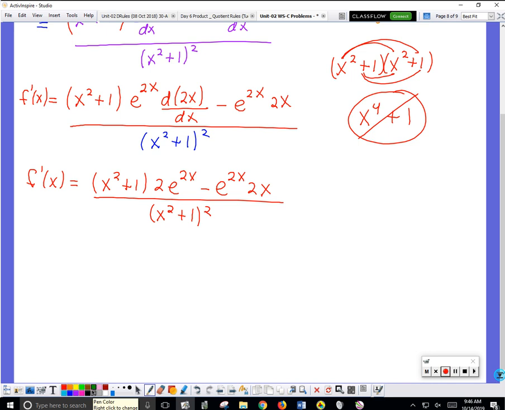Okay, on the written section of the AP test, you would stop here, and you'll receive full credit. But on the multiple choice, the answers won't look like that, so we have to go farther. This numerator is made up of one big term.